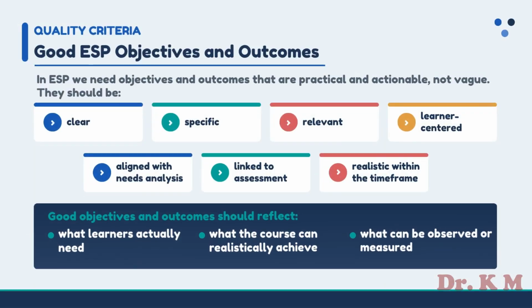Good ESP objectives and outcomes. In ESP, we need objectives and outcomes that are not vague or aspirational, but practical and actionable. Effective ESP objectives and outcomes should be clear, specific, relevant, learner-centered, aligned with needs analysis, linked to assessment, and realistic within the course timeframe. Good objectives and outcomes should reflect what learners actually need, what the course can realistically achieve, and what can be observed or measured.